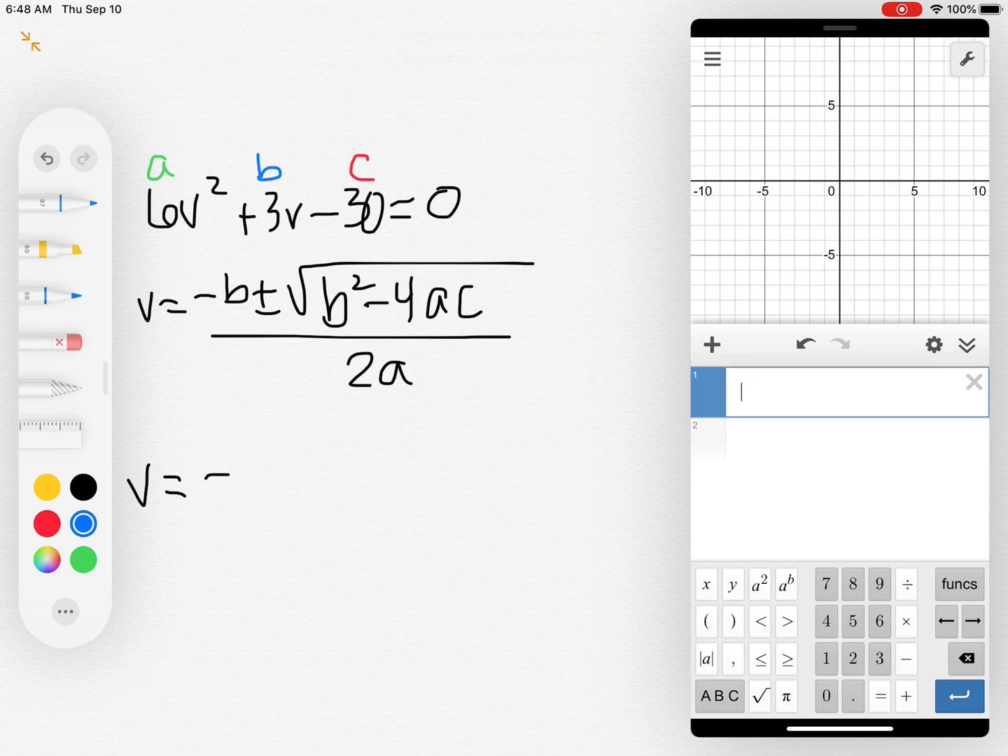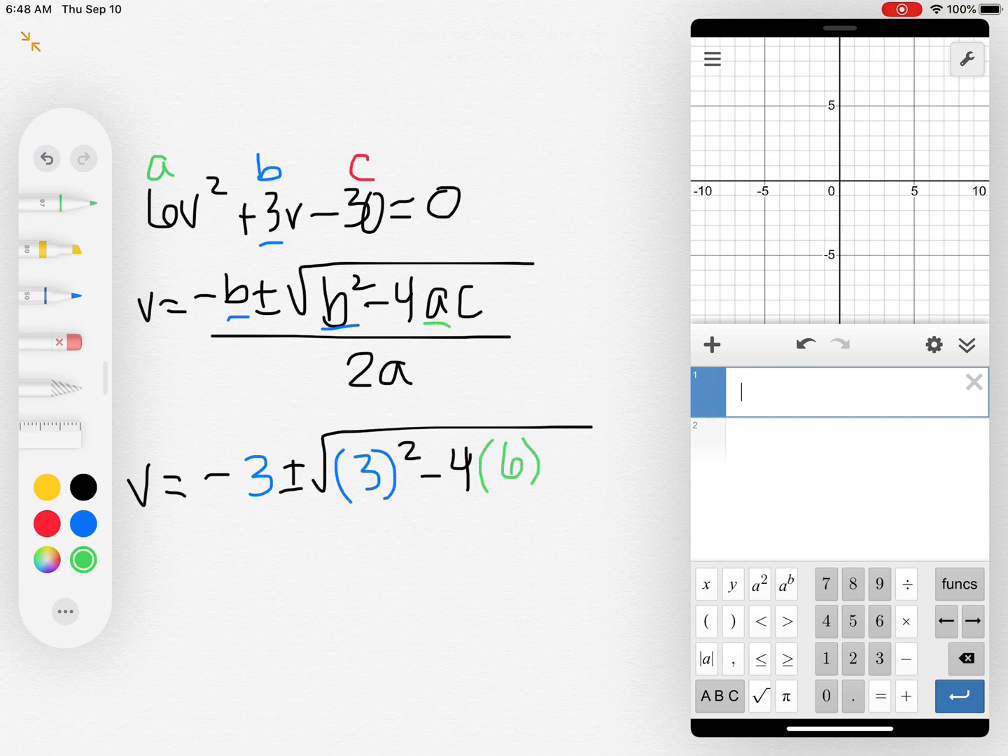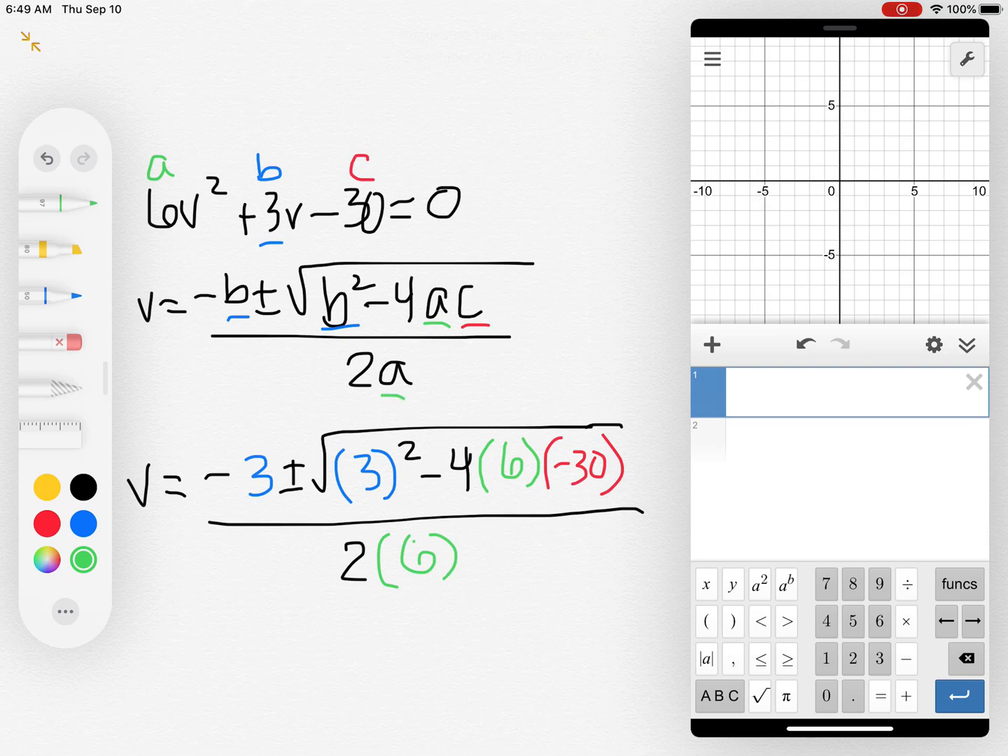So v equals negative, b is 3, so negative 3, plus or minus square root. Once again, we're looking for b. B is 3, put it in parentheses, squared, minus 4. A is 6, put that in parentheses. C is negative 15, or sorry, negative 30. I don't know why I said negative 15. Put that in parentheses. All divided by, division bar goes everything after the equal sign, 2 times a, which once again is 6.